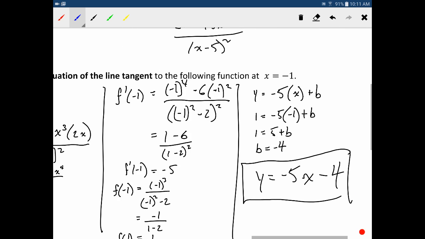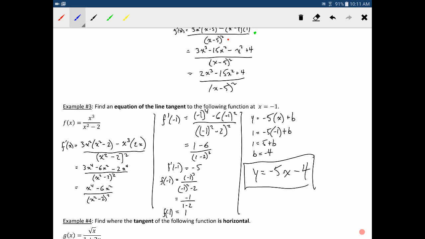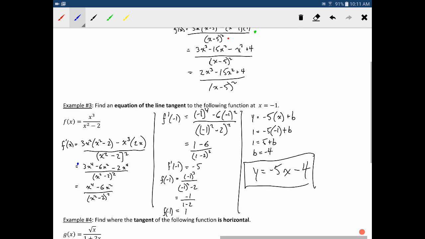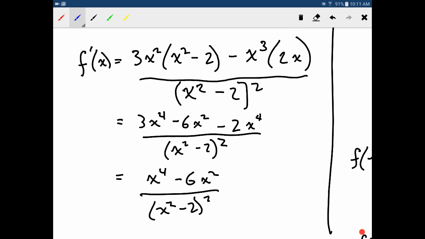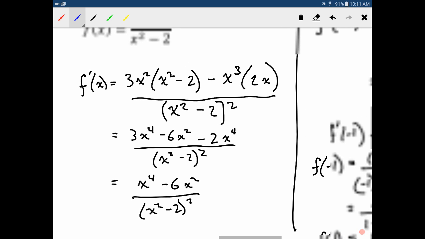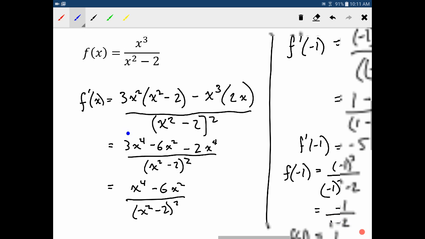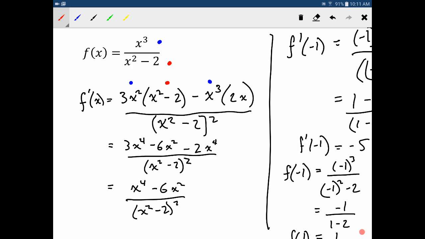Anyway, let's jump ahead to one that's a little bit more complicated. This is one where I say find the equation of the line tangent to the function at x equals -1. So there's a couple of extra things we have to do here. To begin with, we're going to find the derivative. The derivatives are fairly straightforward, although these ones do get a little messy with the algebra. But you can see, just like before, we've got the top, we've got the bottom. So we take the derivative of the top, multiply it by the bottom, we subtract the top times the derivative of the bottom. And then we've just got the bottom squared.